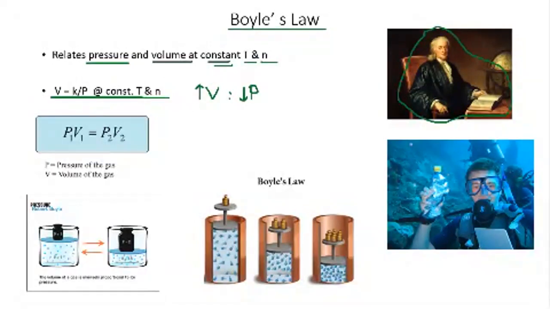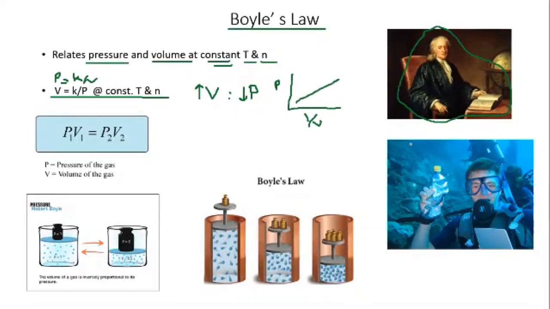So now if we took this, you can also rewrite it as P equals K divided by V. You may see it written either way, it's still the same. So now if we plot the pressure versus 1 over V, we would get a straight line, and the slope of this line would equal K.